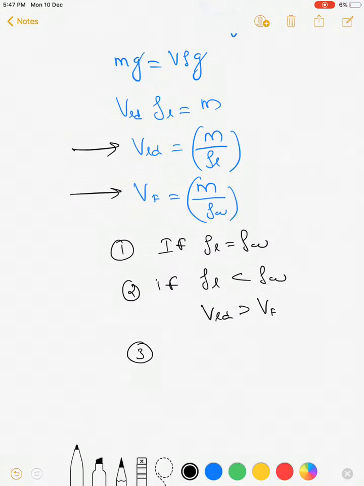Or if you are considering the opposite case, if the density of liquid is greater than density of water, the volume of liquid displaced will be less than the volume we are getting after melting. So the level will increase.